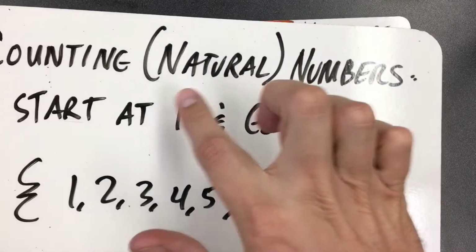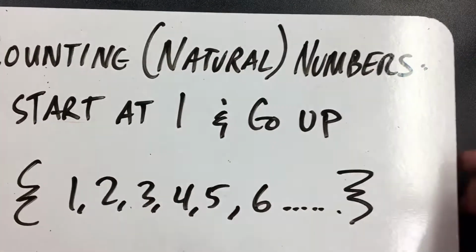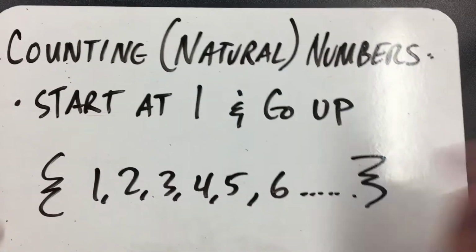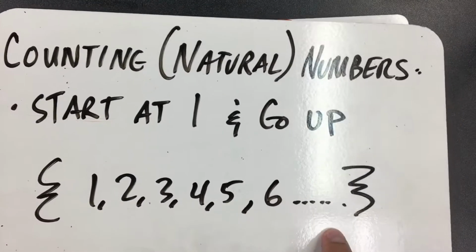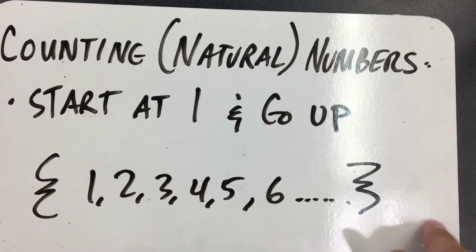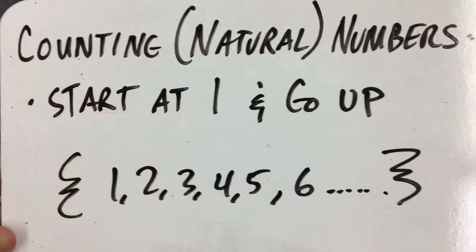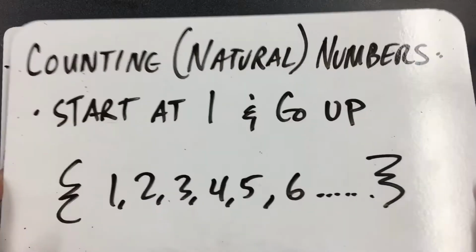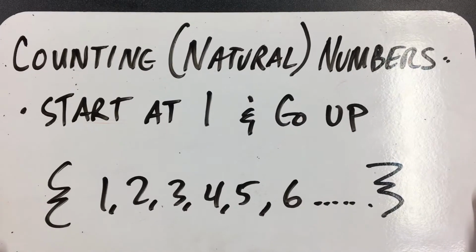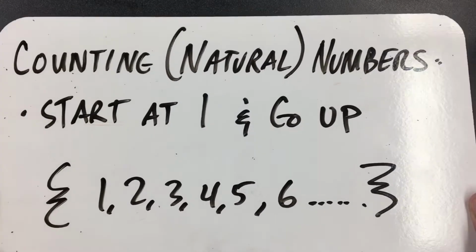Counting numbers are sometimes called natural numbers. Those are synonyms. If you see that, it means the same thing. Counting numbers and natural numbers are the same thing. They start at 1 and they get bigger and they go to infinity and beyond, all the way up until you can't count anymore. There are no decimals. There are no fractions. There are no negatives. There's not even the number 0 in this. Counting numbers start at 1 and then they get bigger. Natural numbers, counting numbers are the same thing.